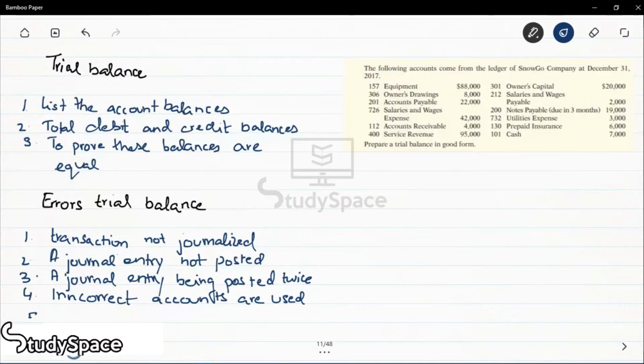Lastly, we have the error of offsetting errors made in recording the amount of a transaction. This would mean that we have recorded the transaction with a lesser or a greater amount, thus offsetting the balance at the end. And this would show an unequal balance and would be detected easily within a trial balance.